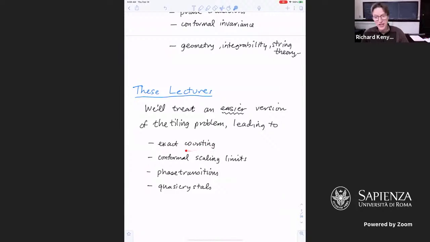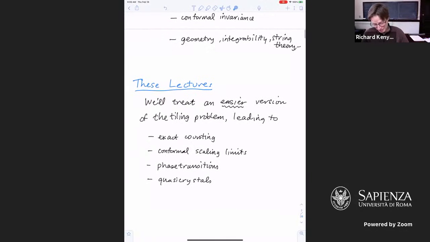In particular, there's some exact enumeration involved. There's some interesting conformal limits, scaling limits. There's some phase transitions, and there's even some quasi-crystals, which sort of arise naturally in the model.